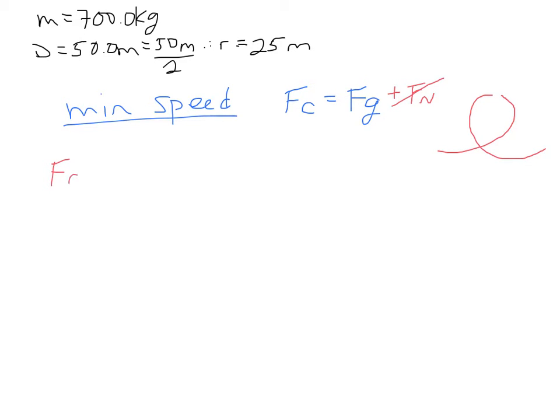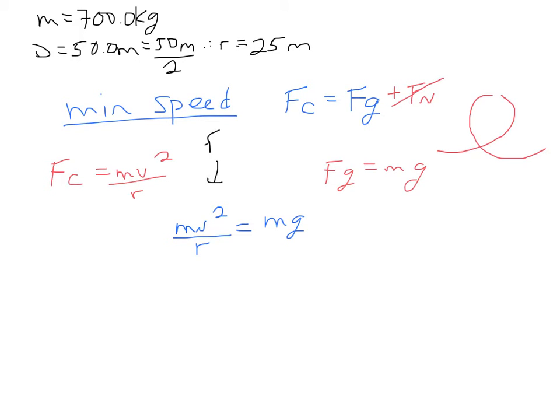Okay, so we know that Fc is equal to mass times velocity squared divided by r, and we also know that Fg is equal to mass times gravity. So we can set those equal to each other to calculate our speed. What I have on the left is my Fc, and what I have on the right is my Fg. Because I have mass on both sides, I can cross out my mass. I can multiply both sides by r, and that gets rid of the r on the left-hand side. And then what I'm left with is v squared is going to equal g multiplied by r.